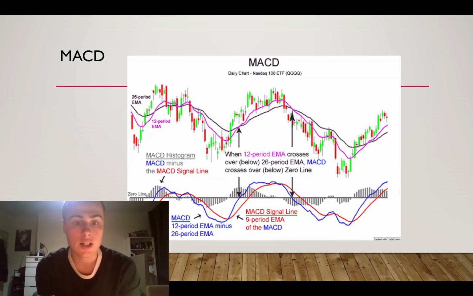It's generally recommended to buy a security when the MACD line crosses the signal line, and sell the security when the MACD line gonna go below the signal line.